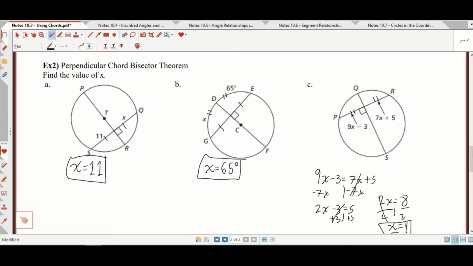Now, that's all it asked for, but in case it ever wanted you to put that back in there, like, hey, what is the measure of PT? Then you would plug that back in. 9 times 4 minus 3, which is 36 minus 3, which is 33, whatever units it is that we're measuring with.